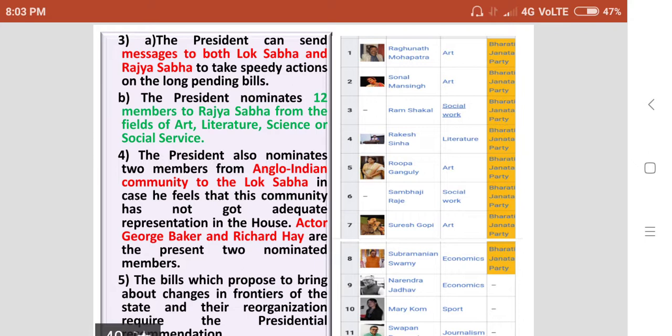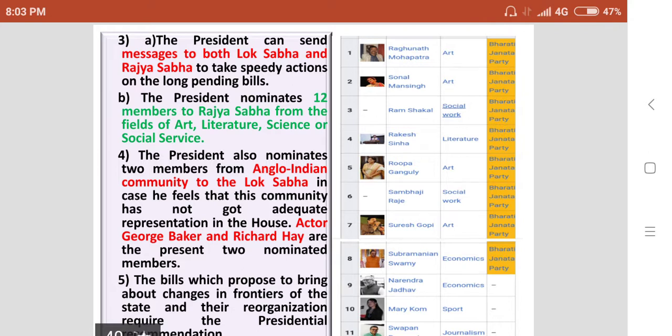Then, fourth legislative power of the President is he also nominates two members from Anglo Indian community to the Lok Sabha in case he feels that this community has not got adequate representation in the House. So, actor George Baker and Richard Hay are the present two nominated Anglo Indian members representing the Lok Sabha.